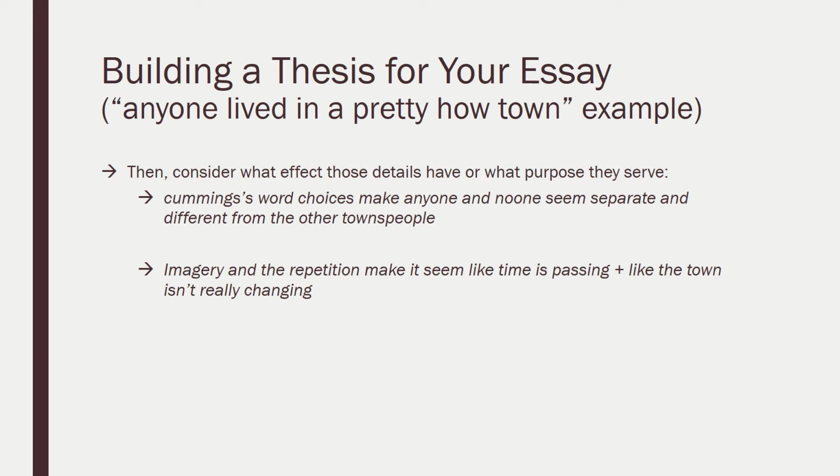After thinking about this for a while, and based on the discussions we had as a class about this poem, it seems to me that Cummings' word choices make anyone and no one seem separate and different from the other townspeople. And his imagery and the use of repetition make it seem like time is passing, plus like the town isn't really changing. Now I need to put these ideas into a clear thesis statement.